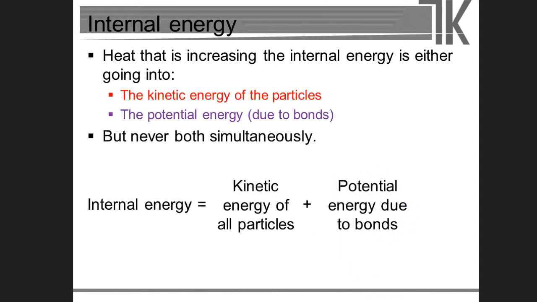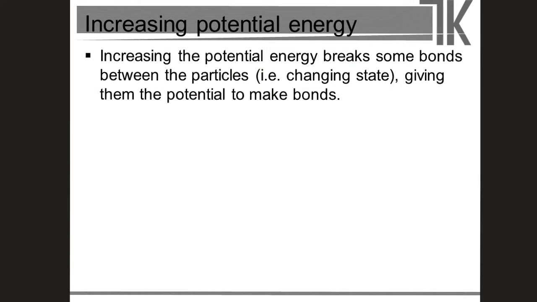due to bonds. So when we increase the potential energy, all we're doing is breaking some of the bonds between the particles, not all of them, some of the bonds between the particles. And that's changing the state of the material. And when we break those bonds, it gives them the potential to make bonds, which is why this is a potential energy. That being said, when we try to describe it, we just say that we're breaking bonds. So we don't talk about having the potential to make bonds. That's just a good way of understanding what's going on. Increasing the potential energy breaks bonds.